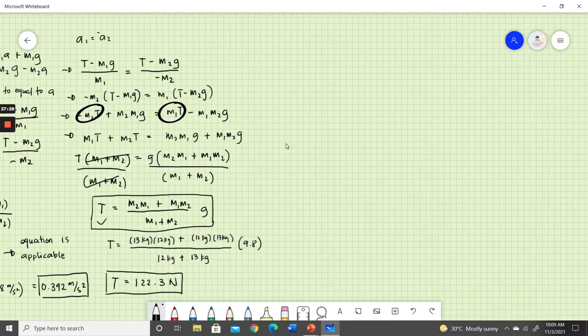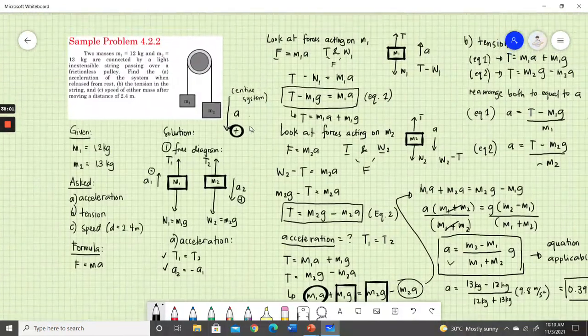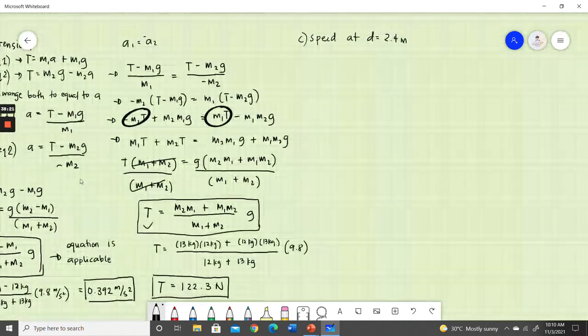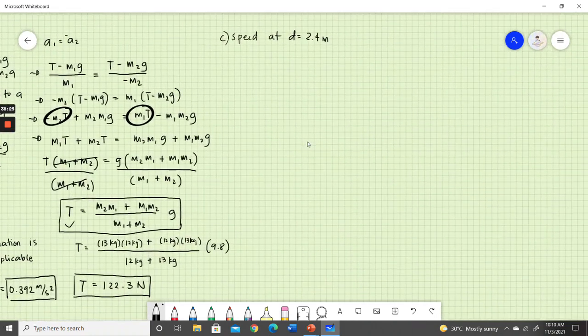And lastly, let's solve for C. For C, what we're looking for is the speed when the distance is equal to 2.4 meters. So how can we solve this? When we're solving for speed, we are looking for the velocity. So we have velocity at 2.4 meters. If you look at the problem here, there is a word that I hope you are already familiar with: find the acceleration of the system when it was released from rest. The word rest means our initial velocity is 0 meters per second. So we have that. Now we can solve for our velocity.